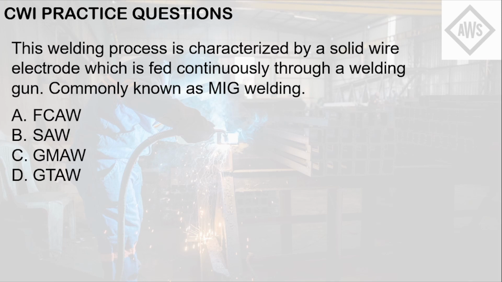GTAW is a welding process which consists of a filler metal or a filler rod with a tungsten electrode to heat and weld the metal. So that leaves us to the answer, letter C, GMAW. GMAW is a process wherein a continuously fed solid wire is continuously fed through the welding machine or the welding gun, thus improving the productivity of the welder and its process.